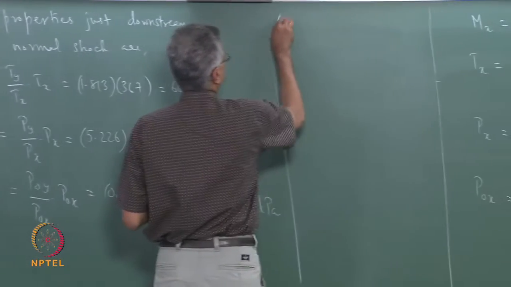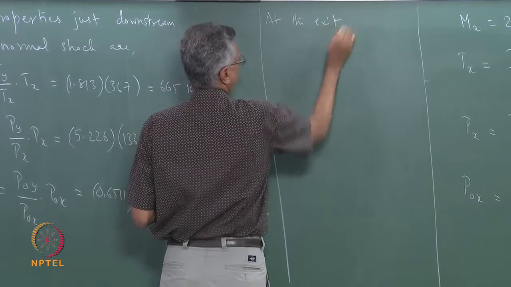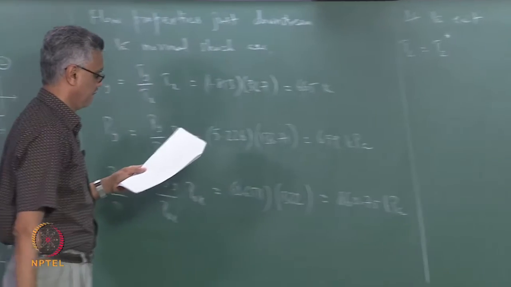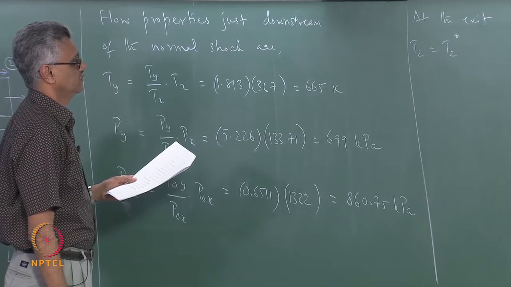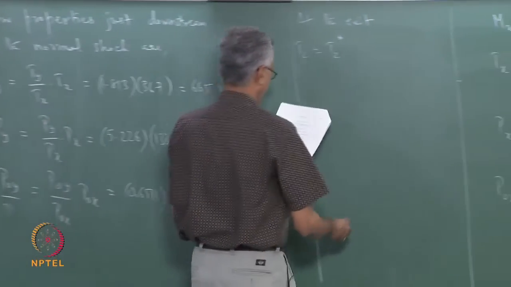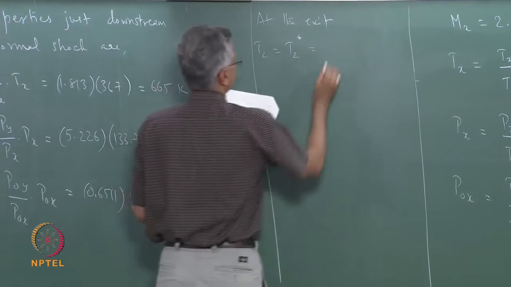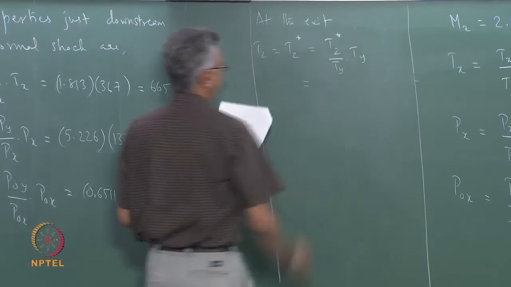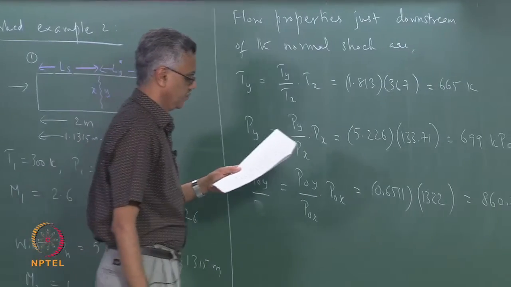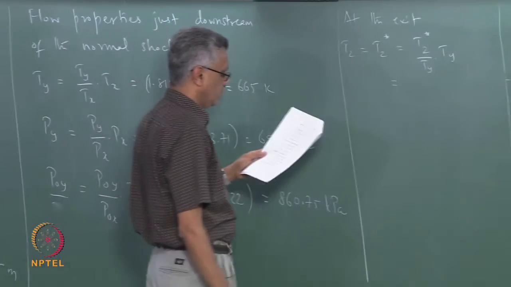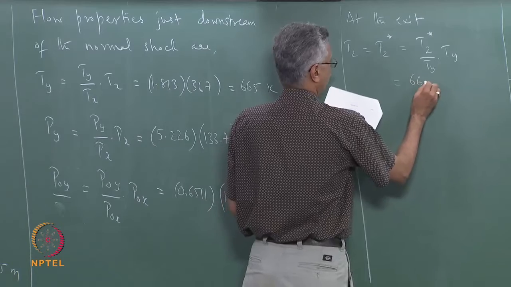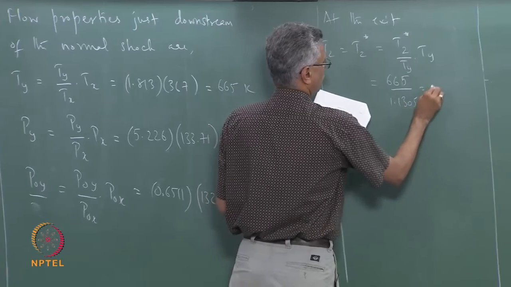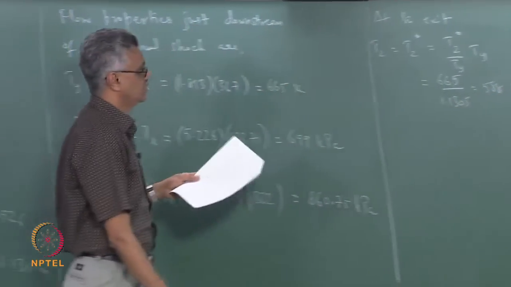So, I can write at the exit T2 is equal to T2 star, and that is equal to T2 star over Ty times Ty. Ty is known, T2 star over Ty I can get from Fanno table. So, this gives me 665 divided by 1.1305, which is 588 Kelvin is the exit static temperature.